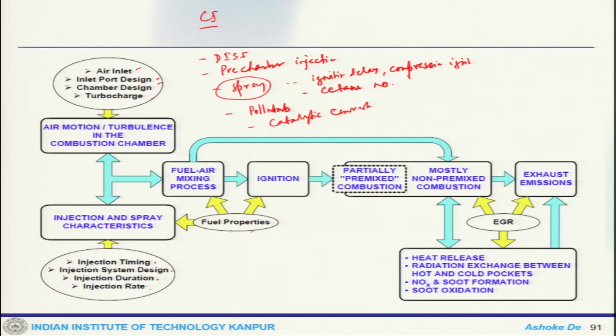So, this is mostly non-premix combustion or partially premix combustion. So, once the combustion takes place, you have heat release, which is obvious, then the radiation effect on the wall, pollutant formation, soot and all these things. Then either you can send it to exhaust or you recycle through EGR and send something back to the chamber again.